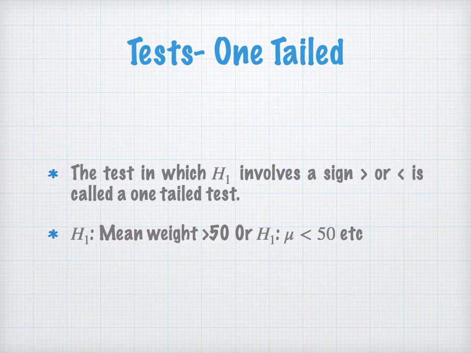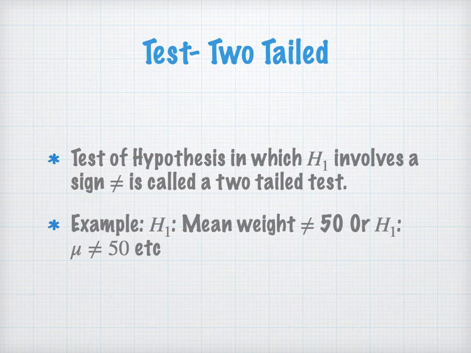So if the H naught is a simple hypothesis, it may take the value mu equal to 50, and we will reject it if H1 is not equal to 50, or less than 50, or greater than 50. So if it is less than 50 or greater than 50, then such tests are said to be one-tailed tests. And if the alternative hypothesis has a not equal to sign, then such a test is called a two-tailed test.